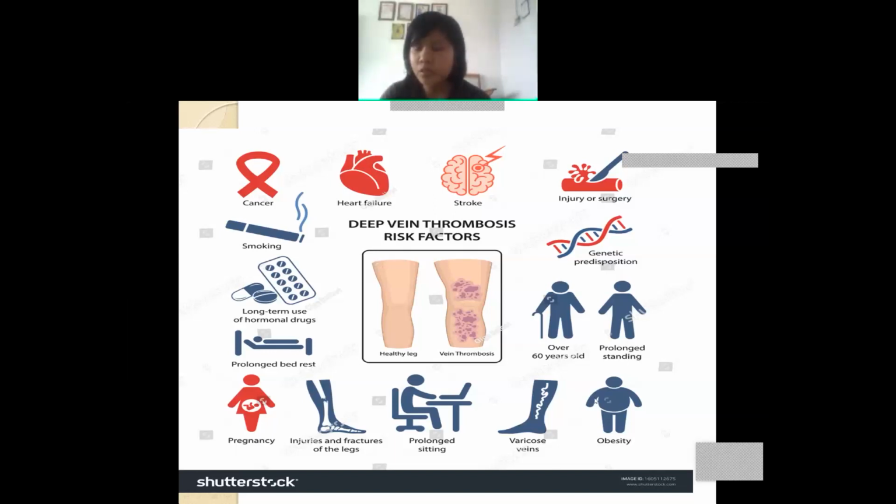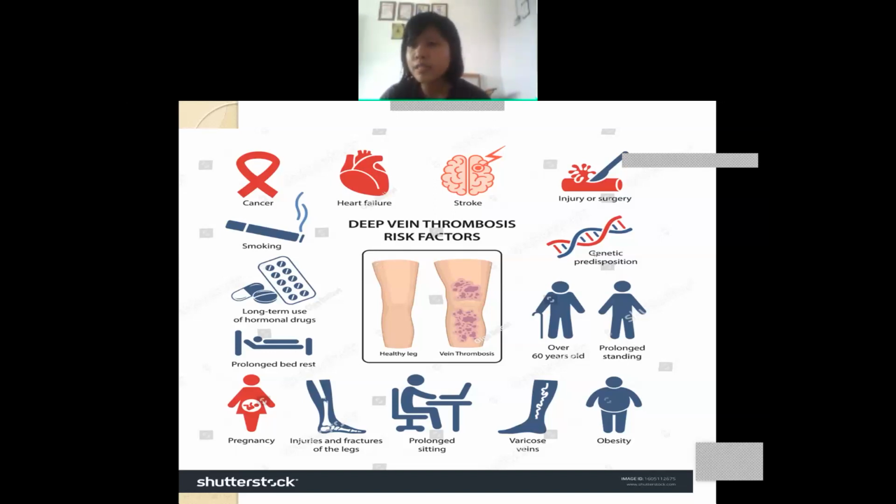Obesity. If a person is too much overweight, what will happen? They will be at the risk of having this DVT. All right, it means giving too much pressure, no? Giving too much pressure, and ultimately it will lead to DVT.